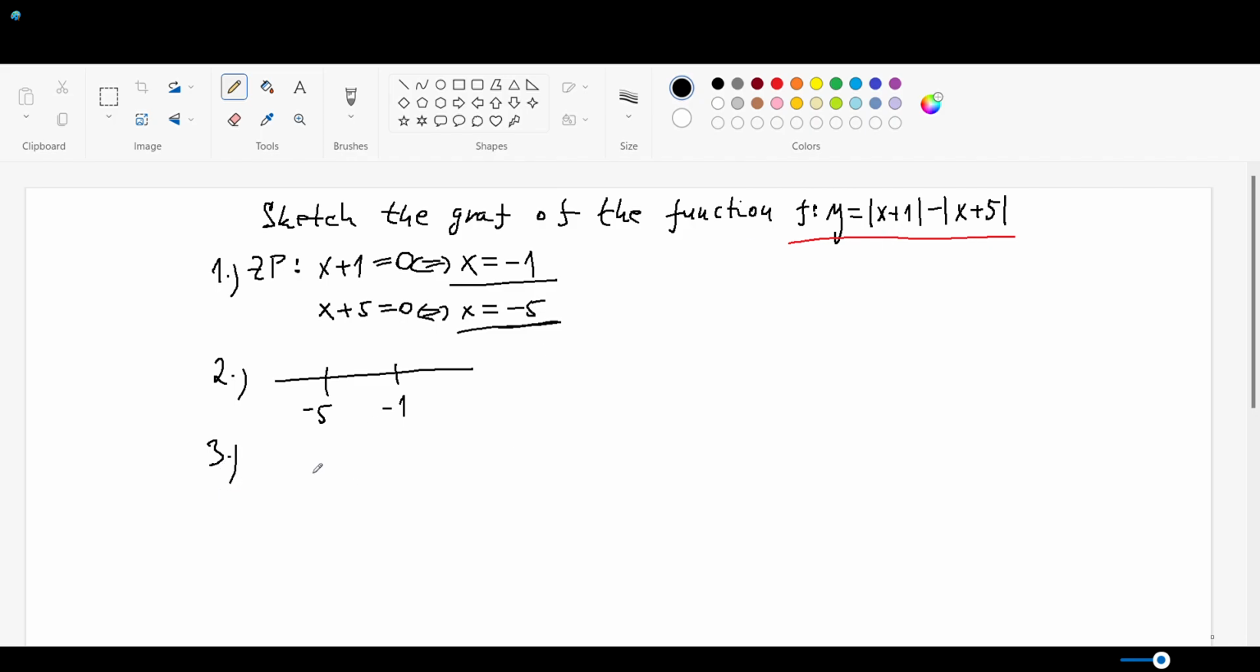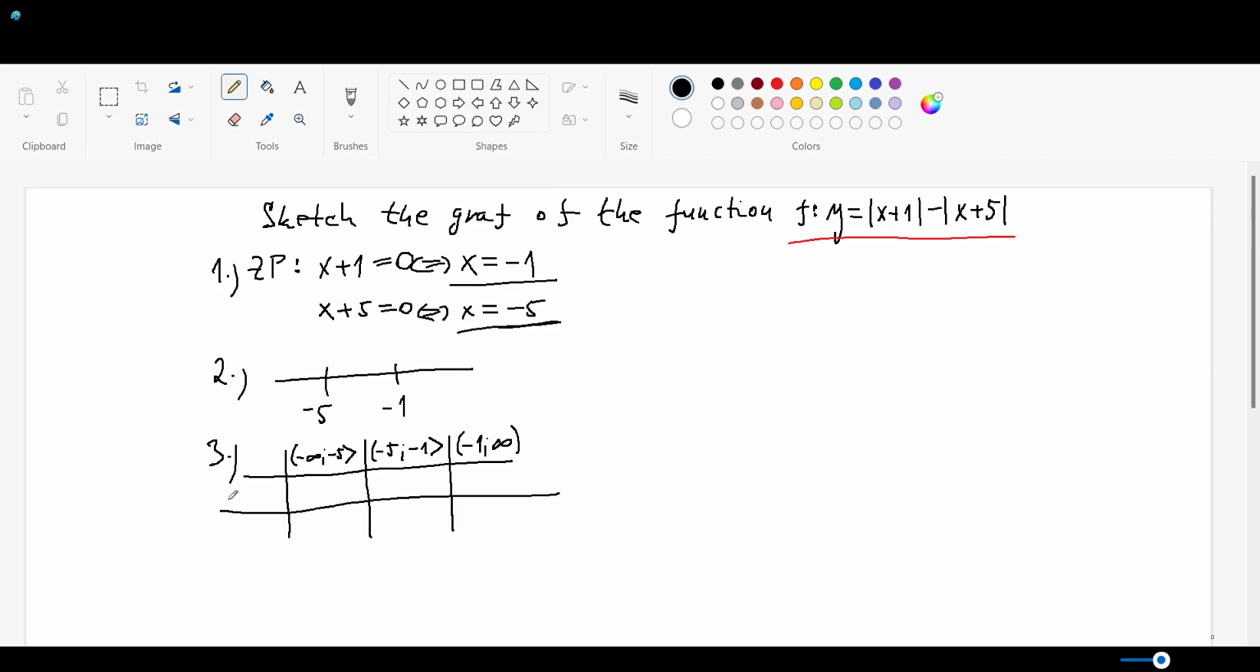and the third step, if you want to sketch the graph, is to sketch the table. This table will have 3 columns. In the first column will be the interval from -infinity to -5. Let me do it a little bit more properly. The second interval is -5 to -1, and the last one is from -1 to infinity. Now I sketched the table a little bit longer because there will be 2 rows instead of 1 row, as it was in the previous example.